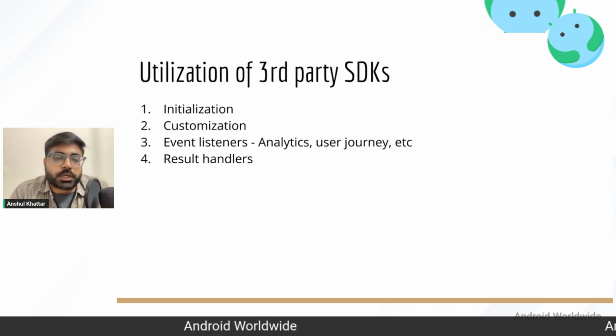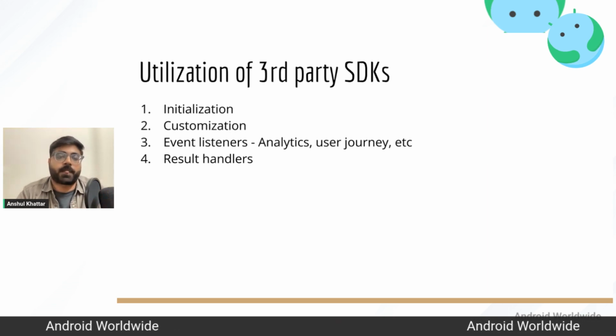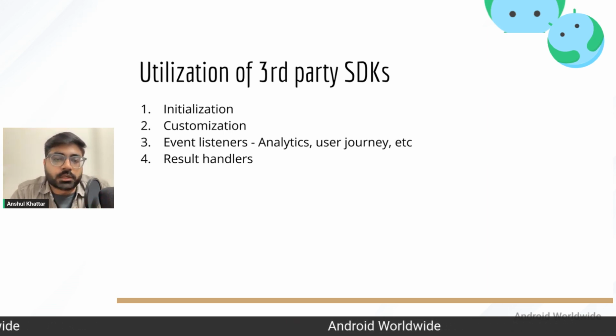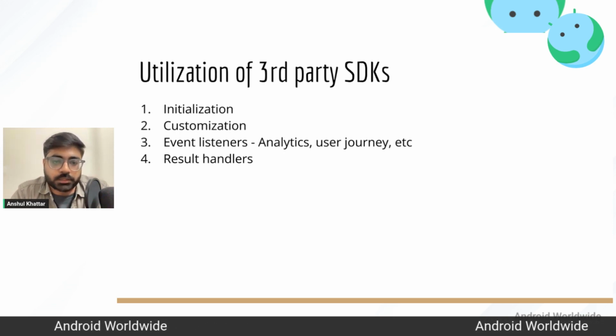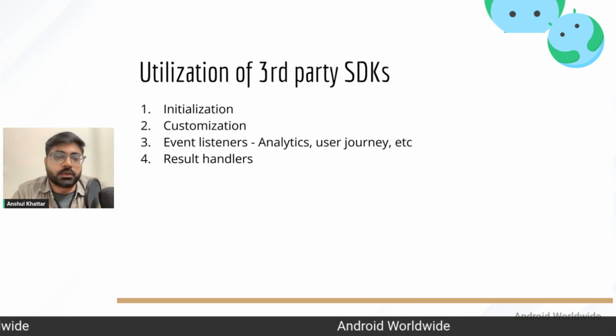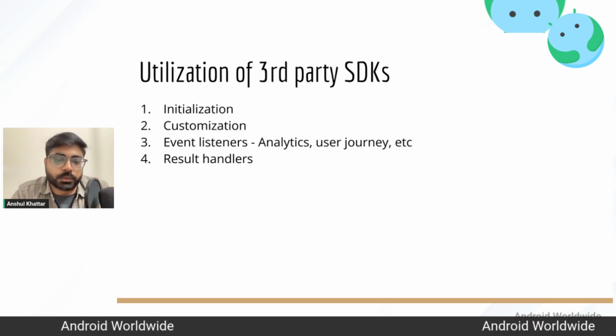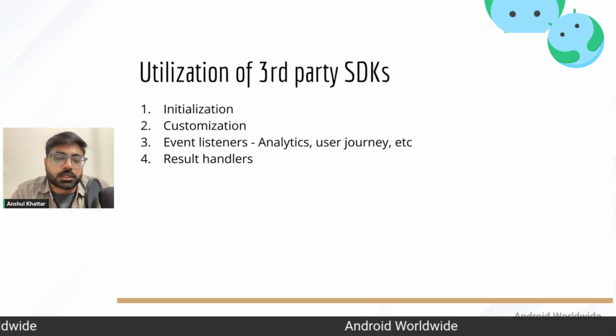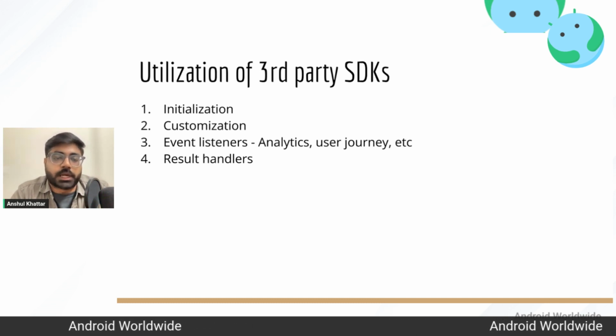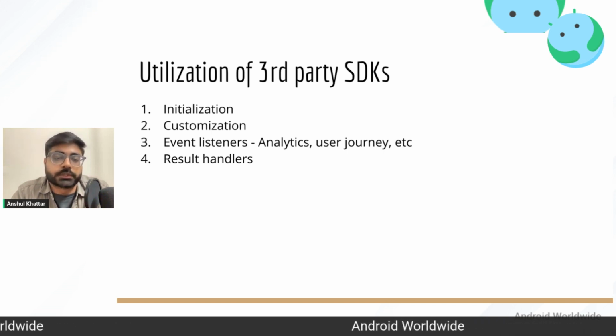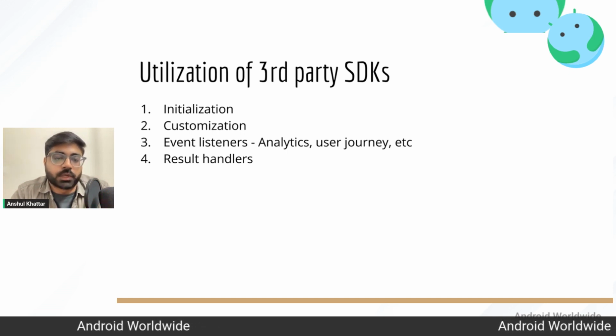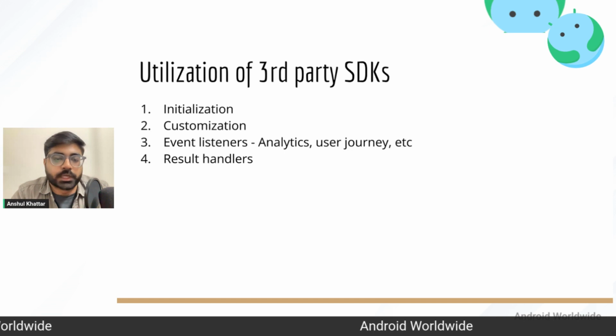Then the final and the most important part is result handlers. When you are using a third-party SDK, you are moving your user from your application to a third-party application, and so definitely you want to bring back the user to your own application. That's why we have result handlers, mostly onActivityResult. You declare onActivityResult in your fragment or the activity wherever you are opening the SDK. Result handlers are basically for handling those results. Once the user has completed the journey within the third-party SDK and wants to come back to the application, you will have result handlers, and you can perform certain actions and move the user to the correct flows based on that.